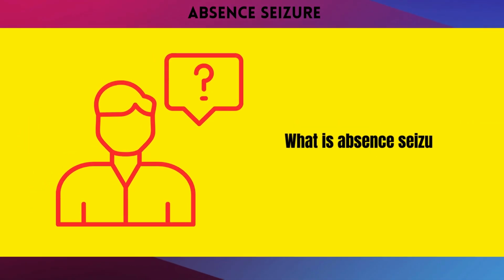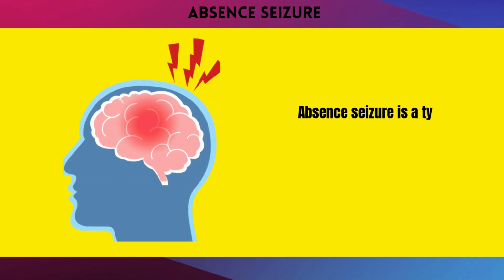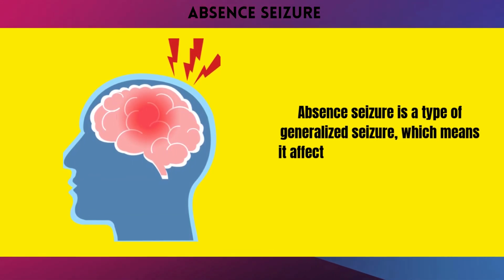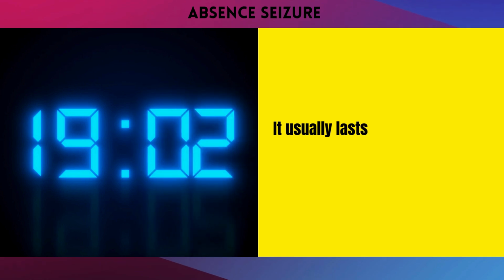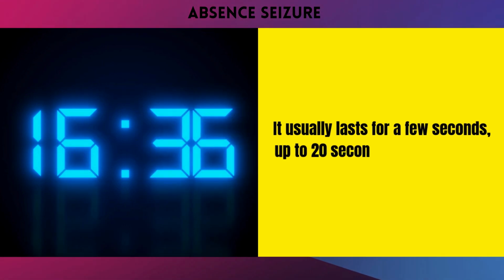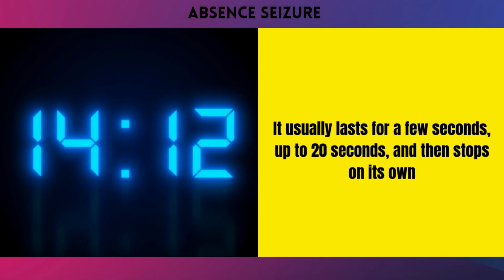What is absence seizure? Absence seizure is a type of generalized seizure, which means it affects both sides of the brain at the same time. It usually lasts for a few seconds, up to 20 seconds, and then stops on its own.